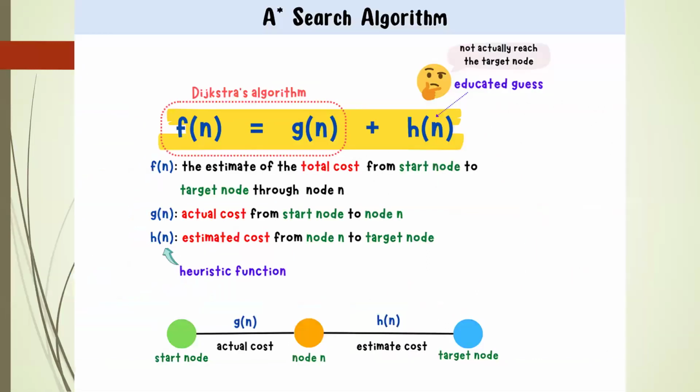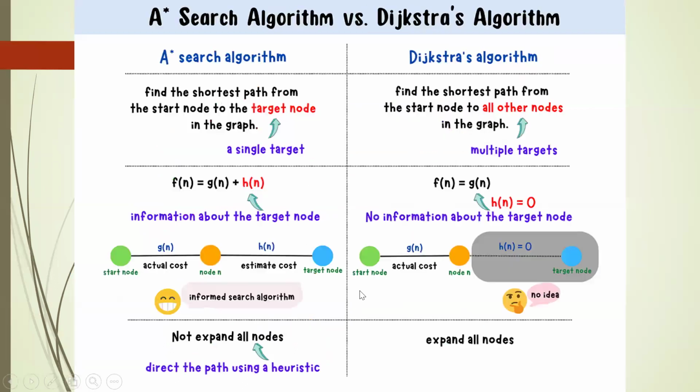Okay. Next, we are going to discuss A star search. A star search is the extended version of best first search. Actually, best first search is otherwise called the Dijkstra algorithm. Here f of n equal to g of n plus h of n. I already said that g of n is the actual cost from the start node to node n, and h of n is the estimated cost from node n to the target node.